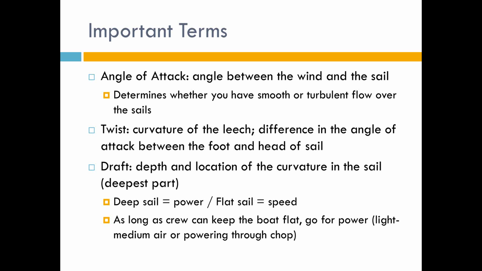And then the last term I have here is draft. So draft is just the depth and location of that max camber, the deepest part of your sail. And just some notes here is deep sail is for power, flat sail is for speed. And generally, you'll want to lean toward a deeper sail in kind of the medium light air, as long as your crew can keep the boat flat. And then as the wind builds and you get overpowered, you start to flatten off.